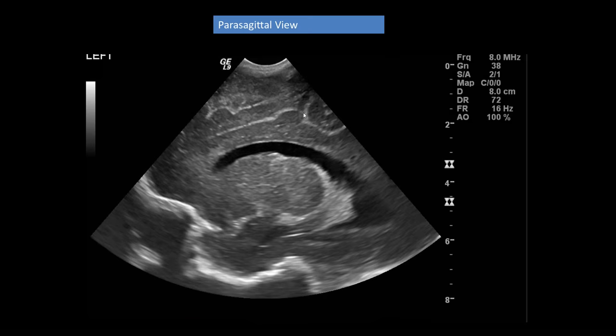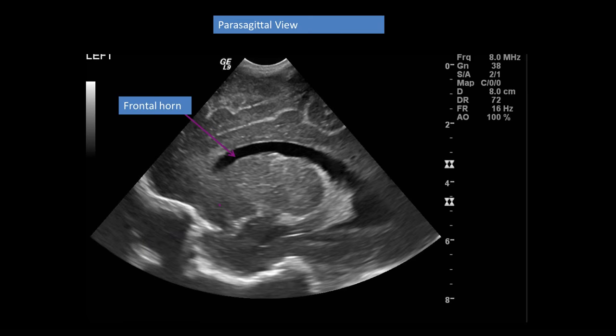So this is the parasagittal view, and for the parasagittal view, it's really important to remember that the ventricles don't run parallel to the interhemispheric fissure. They run at a slight angle, going, for the right ventricle, from the midline a little bit more laterally to the right. So when you're sweeping out to get the parasagittal view, you need to move the posterior part of your probe just a little bit more lateral than the anterior part of your probe.